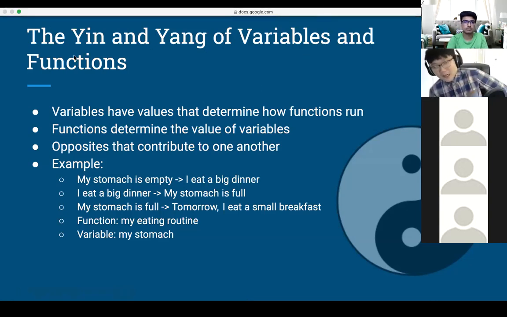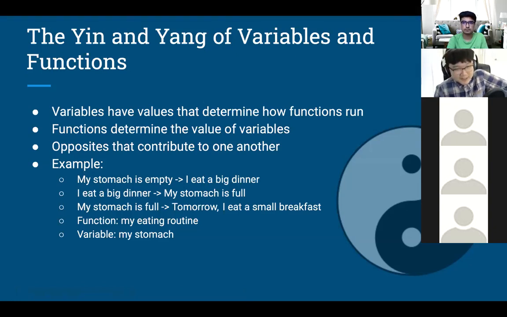So here's an example from day-to-day life. If your stomach is empty and you're about to eat dinner, you're going to eat a big dinner. The next day, you're going to eat a big dinner and your stomach's going to be full. The next day, stomach's going to still be full. All right, tomorrow I'm going to eat a small breakfast. See how there's a bit of a relationship there. Functions are sort of like the eating routine in this instance, and the variable is like your stomach because it's containing all that food. So just know that when you're dealing with functions, you usually need variables to input into them. And when you have variables, you usually have functions that assign values into them.